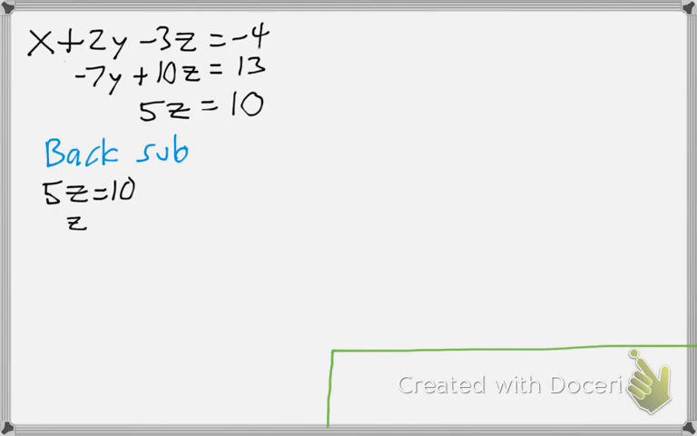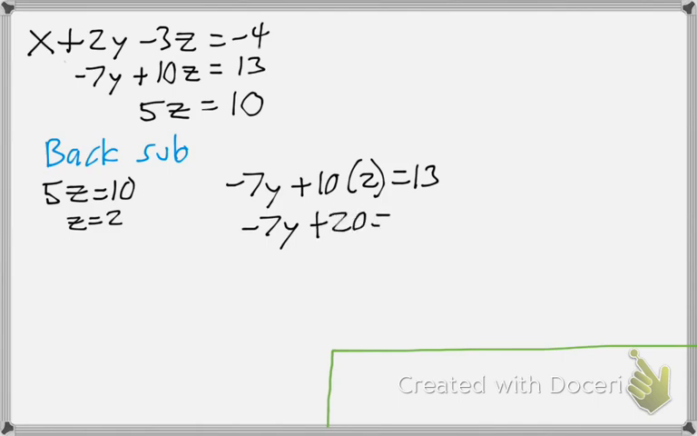So z is going to be equal to 2. If I plug that into the equation above it and solve, this is -7y plus 20 is equal to 13. -7y is equal to -7. y is equal to 1.